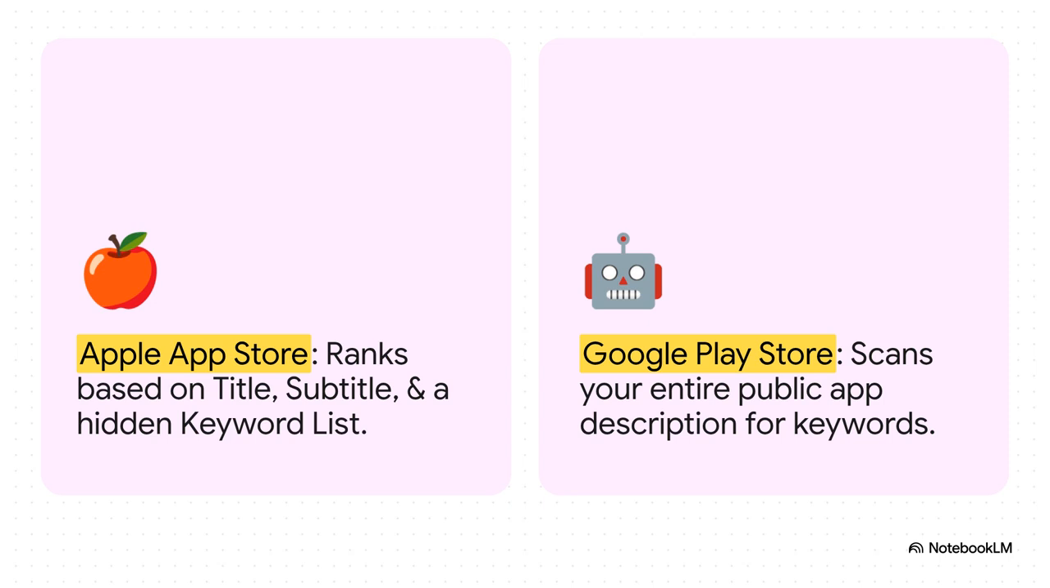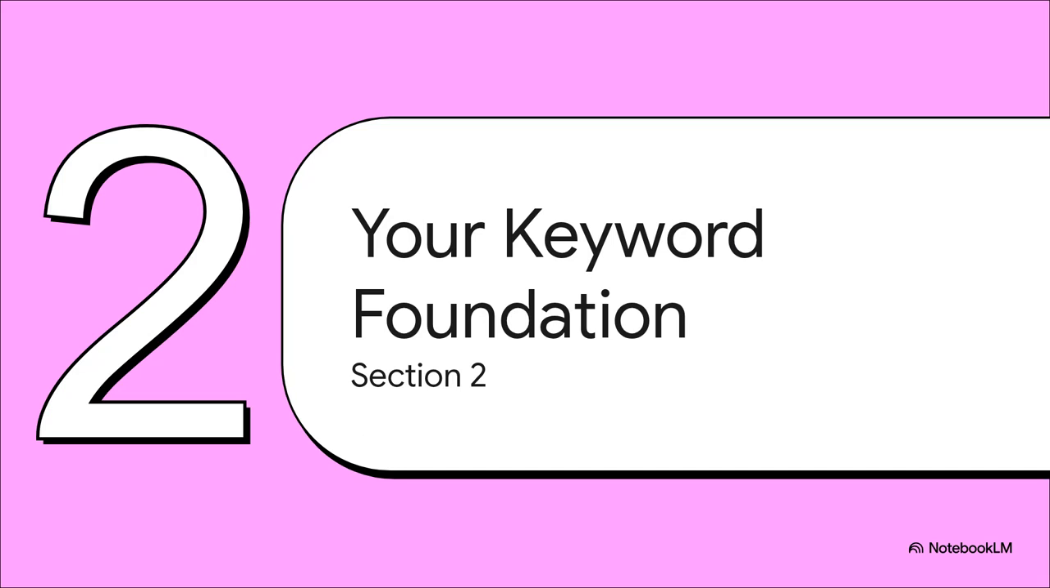You see, Google Play scans your whole app description for keywords, but Apple, they're way more focused. The algorithm only really cares about your app title, your subtitle, and a special hidden keyword list. That's it. That's why copying your strategy from one to the other just doesn't work, and why today we're zeroing in on Apple's rules.